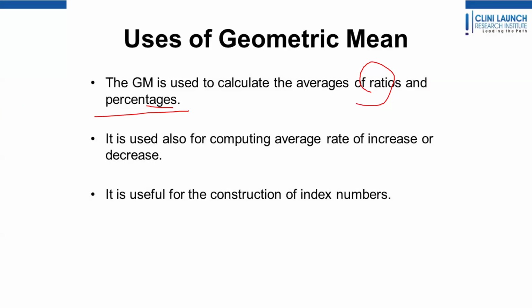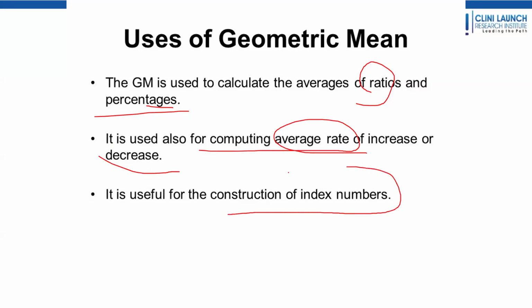What kind of data is in percentage? Have you seen in mutual investment funds? If you invest this much amount for the next 5 years, after 15 years you will get 10% returns. What is that percent? So if your data itself is in ratio and percentages, then you will use geometric mean. It is used to compute average rate of increase or decrease like in stock markets and exchanges. It is also useful for construction of index numbers. What is an index number? Have you heard about recent news?